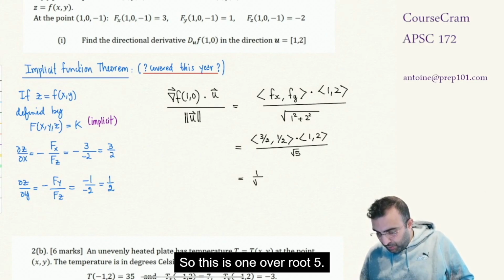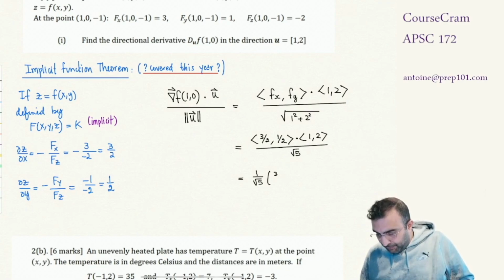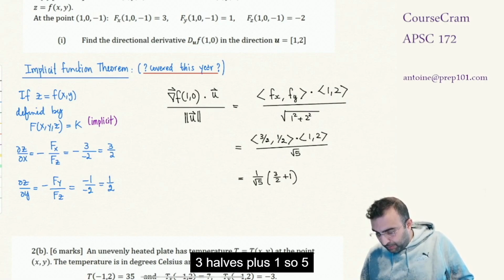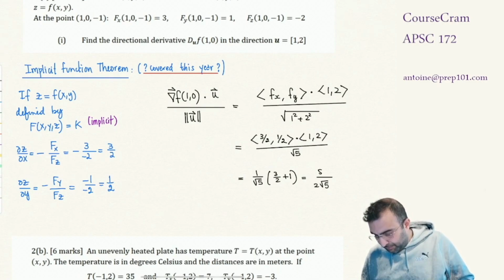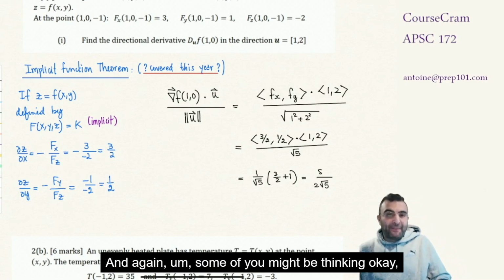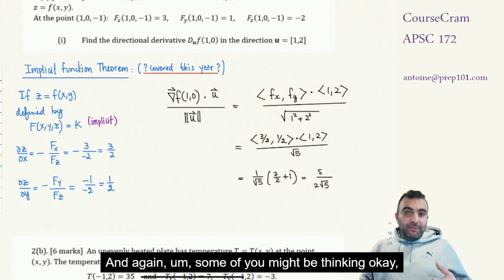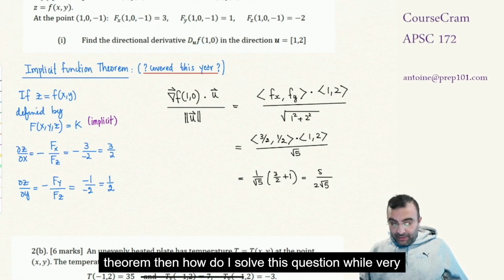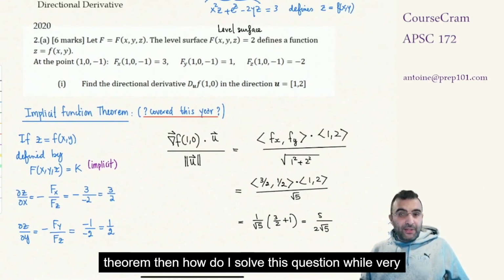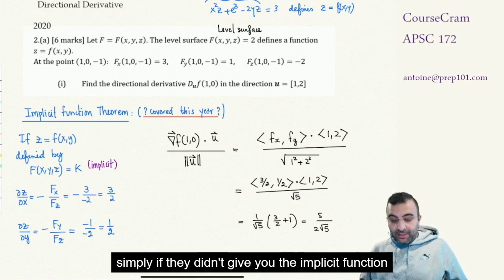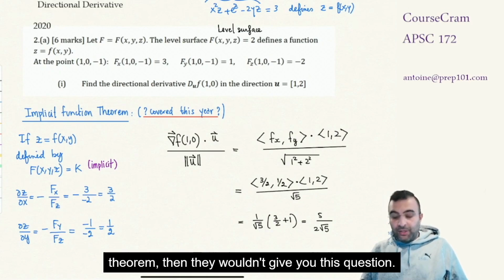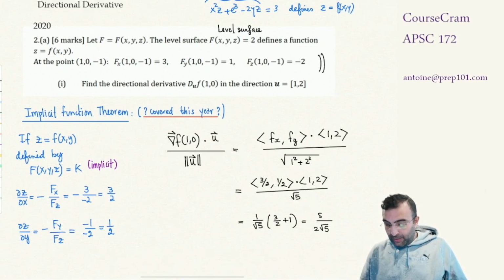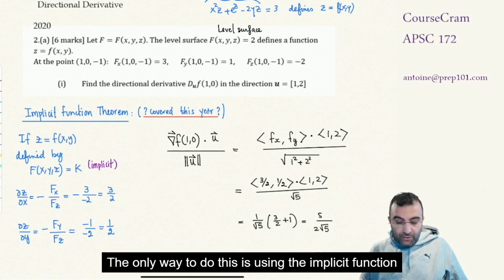So this is 1 over root 5, 3 halves plus 1, so 5 over 2 root 5. And again, some of you might be thinking, okay, if they didn't give us the implicit function theorem, then how do I solve this question? Well, very simply, if they didn't give you the implicit function theorem, then they wouldn't give you this question. The only way to do this is using the implicit function theorem.